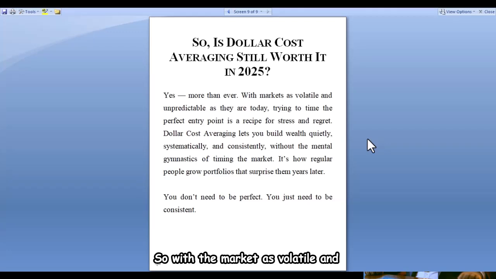So with the market as volatile and unpredictable as it is today, trying to time the perfect entry point is a recipe for stress and regret. So dollar cost averaging lets you build wealth quietly, systematically, and consistently without the mental gymnastics of timing the market. So it's how regular people grow portfolios that surprise them years later. So you don't need to be perfect, you just need to be consistent.